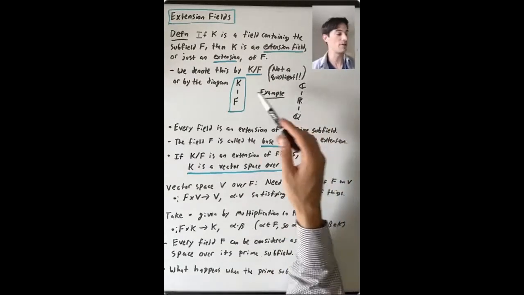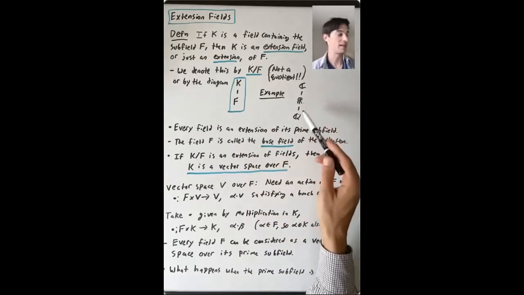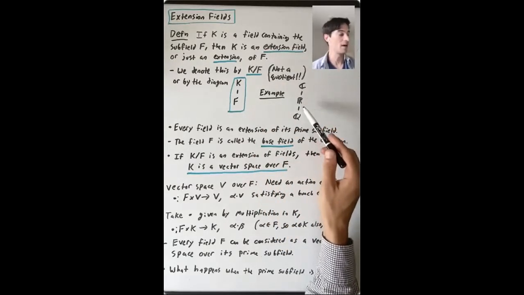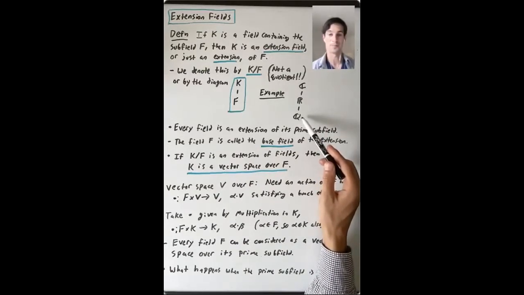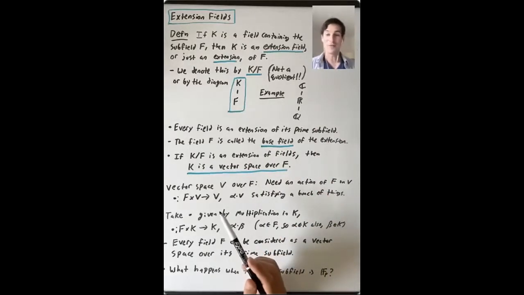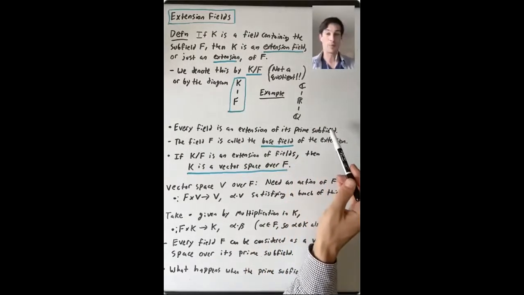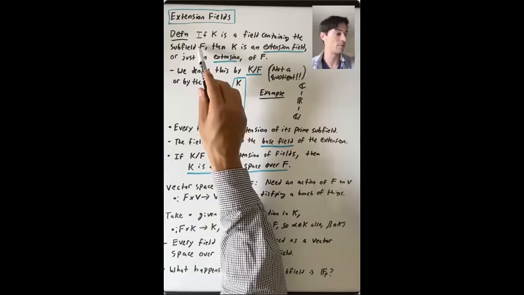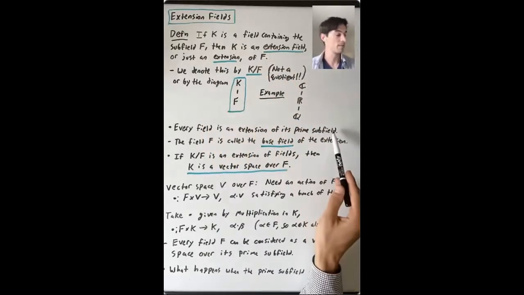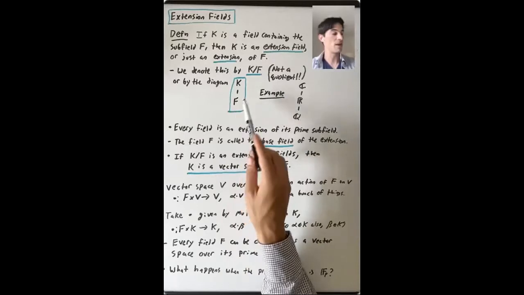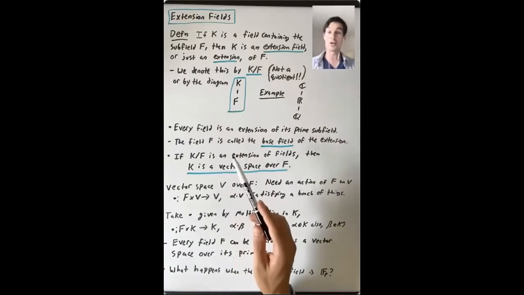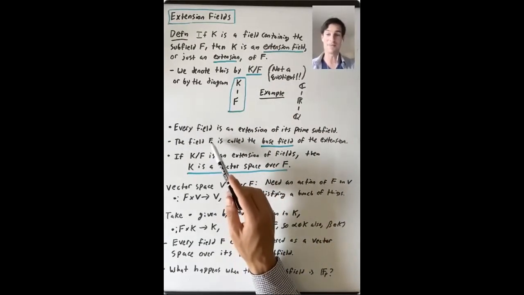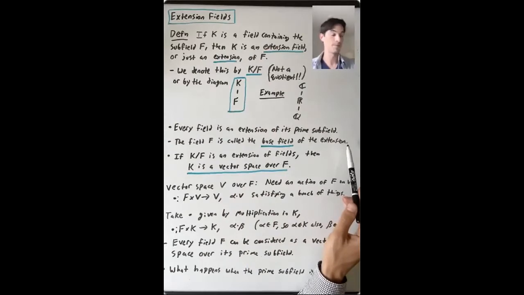So just as an example, you can do this with more than one field containing another. So C contains R, contains Q. C is an extension of R. R is an extension of Q. And every field is an extension of its prime subfield. You have any field, it has this prime subfield, so it contains the prime subfield, so it's an extension of it. So sometimes when we have an extension of fields, we have this extension, which is the larger field, and then the smaller field, the subfield, would be called the base field of the extension.